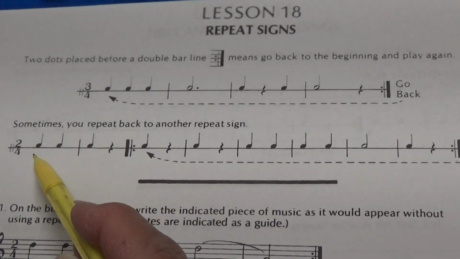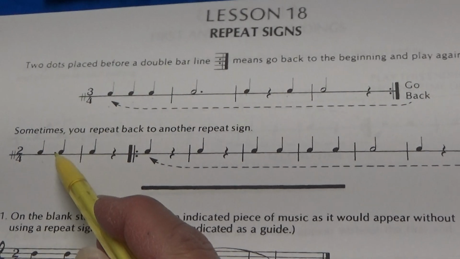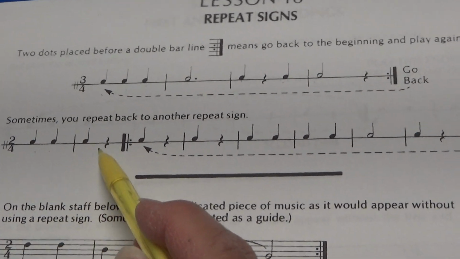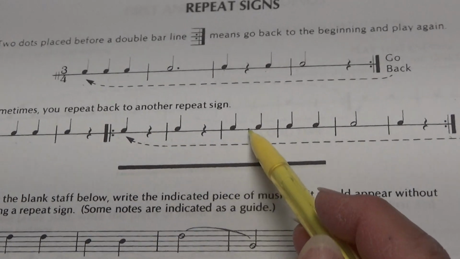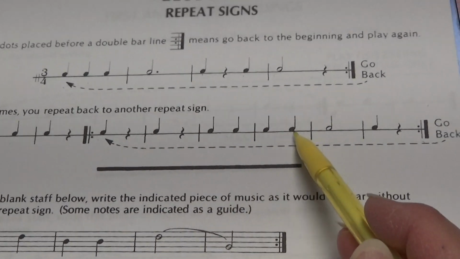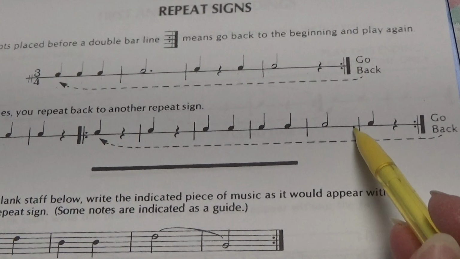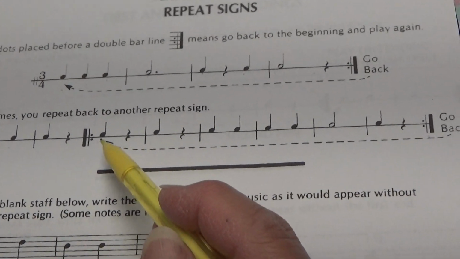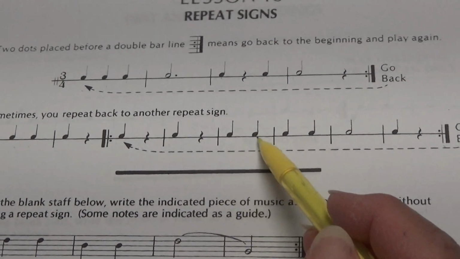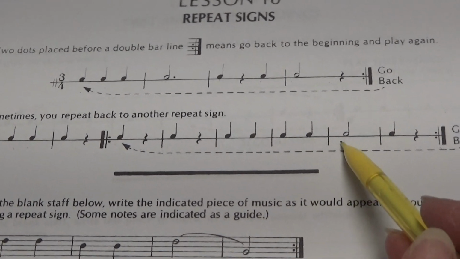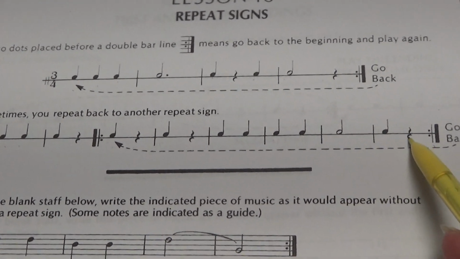So in this case, you'd play 1, 2, 1, rest, 1, rest, 1, rest, 1, 2, 1, 2, 1, 2, 1, rest. Then you go back to here, 1, rest, 1, rest, 1, 2, 1, 2, 1, 2, 1, rest.